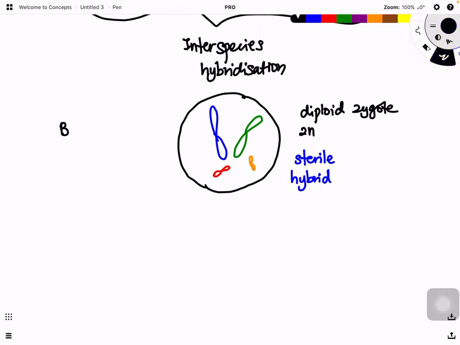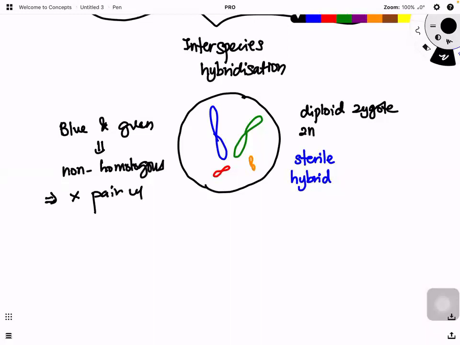Blue chromosome and green, non-homologous. So they cannot pair up. Can you see that? They can't pair up. So therefore, non-homologous, they cannot pair up. If they cannot pair up, it means that they cannot produce gametes. So therefore, they are sterile. Okay, they are sterile. So this is a mechanism called hybrid sterility, correct?